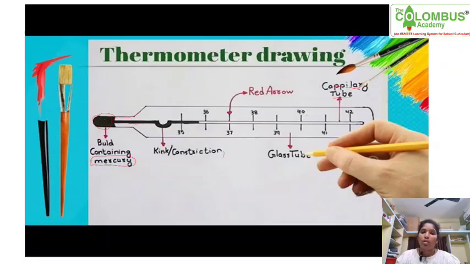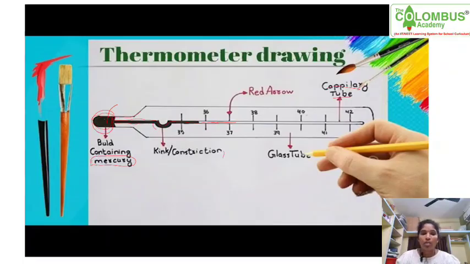In the capillary tube there will be mercury, and if I want to measure the body temperature, based on the temperature it will raise the level of the mercury, and we can measure the reading.